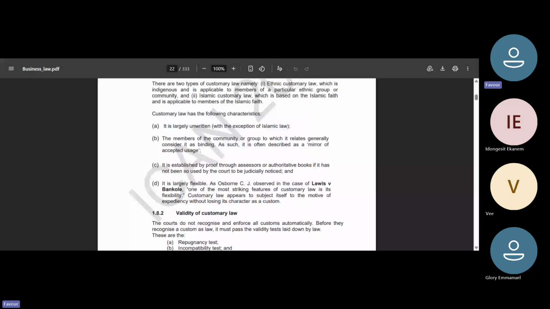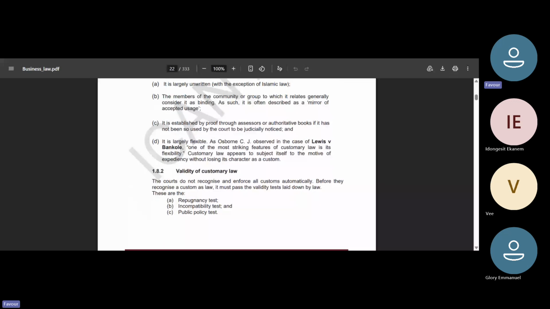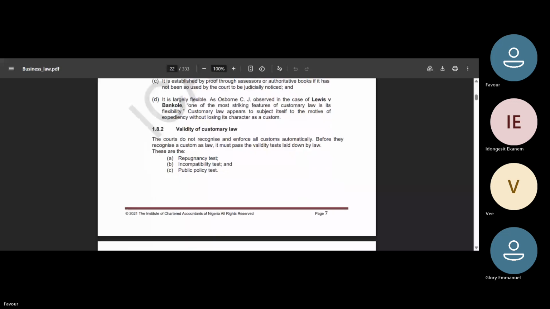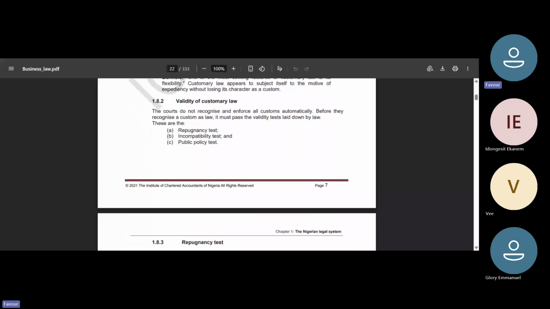So, the validity of the customary law. First of all, the court does not recognize and enforce all custom automatically. So there has to be a validity test that has been laid down. When these laws pass through this test, they are now recognized by the court of law. So these tests include the repugnancy test, the incompatibility test, and the public policy test.